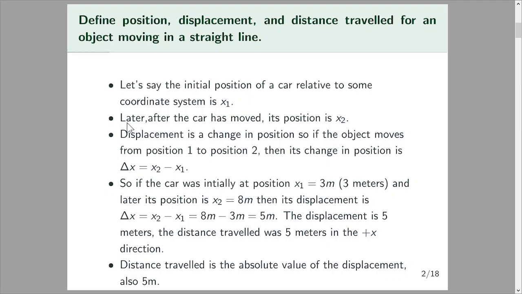Its distance traveled is also 5 meters, but the distance traveled does not necessarily include direction. So if this car had moved 5 meters to the left, its displacement would be minus 5, but its distance traveled would still be 5. And so let me draw a picture of this.